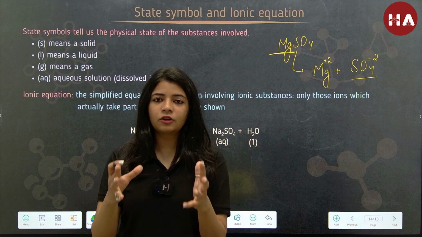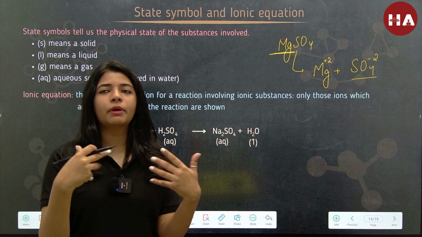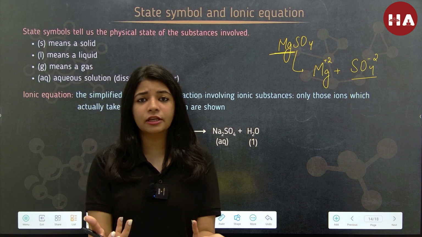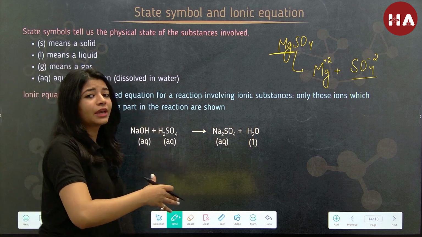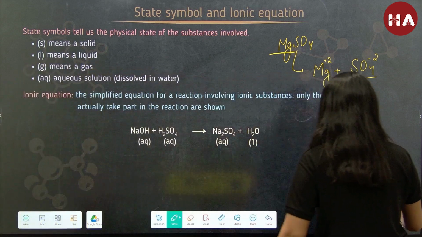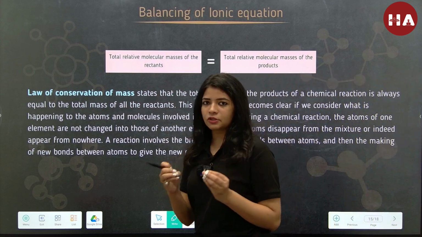When we react two such compounds, then their cations and anions intercross, or maybe they undergo double displacement reaction or displacement reaction for that matter. And this is how we get products. So I hope this is clear. Now let's move on to balancing of ionic equation. So this is very important.